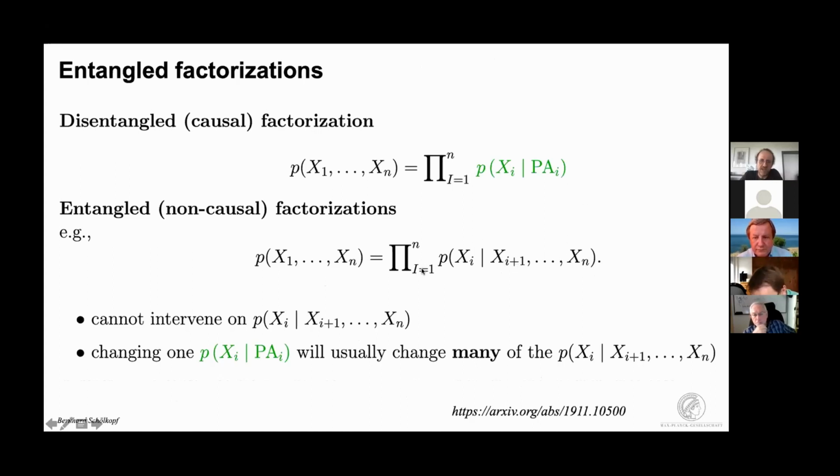And you usually cannot assume that you can separately intervene on this, in the sense of, is there an intervention in the real world that in a system will selectively lead to an intervention on this conditional? That will usually not be the case. And also, if you intervene on one of those physical mechanisms, then in this representation, typically all of these will change at the same time. So they are entangled with each other.